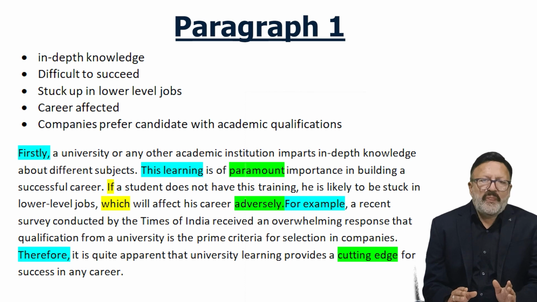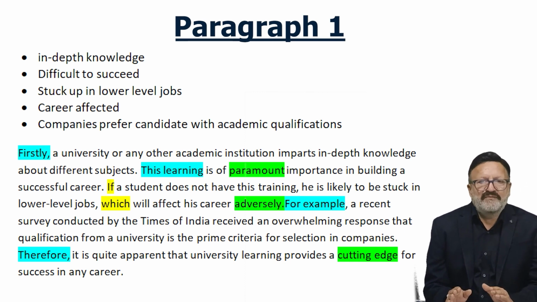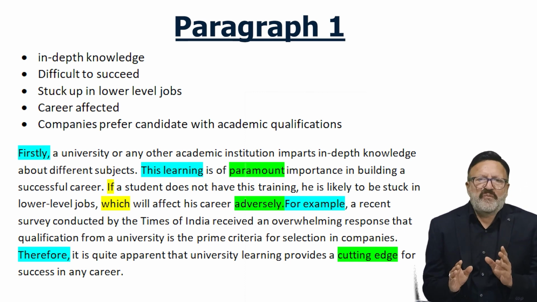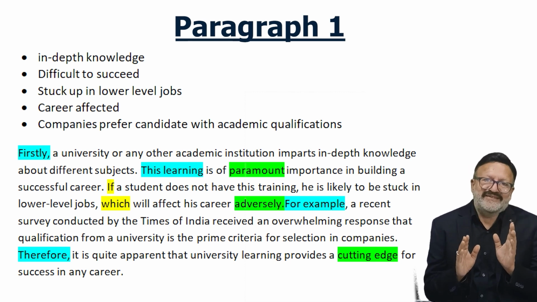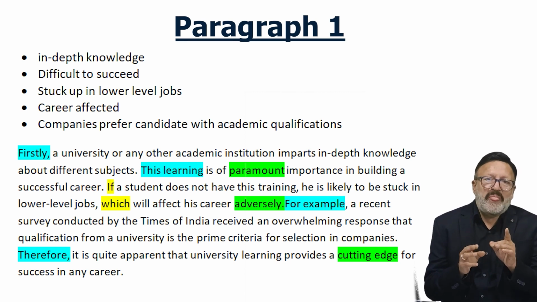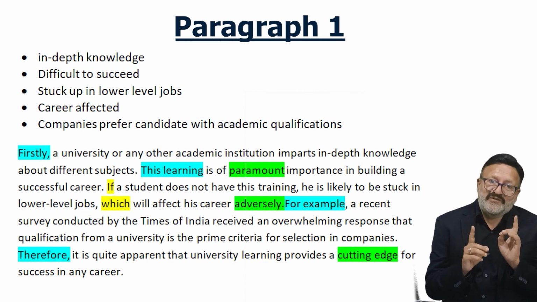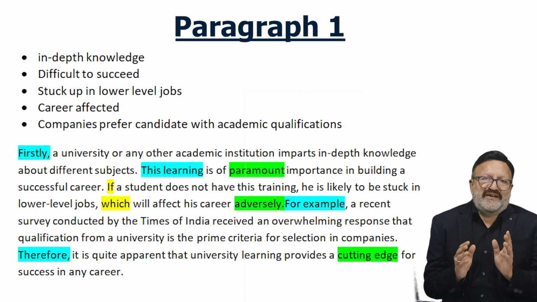And therefore, it is quite apparent that university learning provides a cutting edge for success in any area. So cutting edge is again a common vocabulary. So friends, as you have seen, the main point has been written in 3 sentences in this paragraph. In the topic sentence, it is written in the example, then it is written in the concluding sentence. But all you have to do is paraphrase it differently.